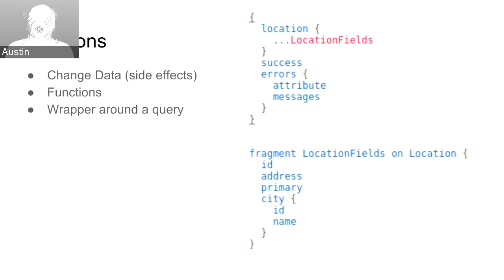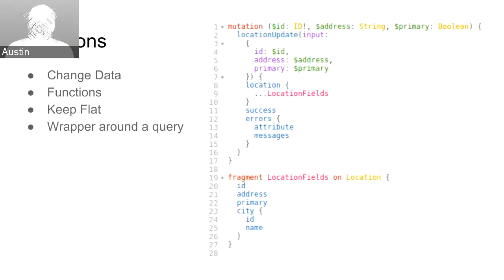When I go to the next slide, all that a mutation is, is a wrapper around that query with some additional things that it does. We're going to wrap our query with this keyword mutation from line 1. We're going to pass it some values. We're going to send it an ID, an address, and primary. And then we have inputs from line 2 into the location update mutation, which is really just some function that we've created under the mutation entry into our graph.